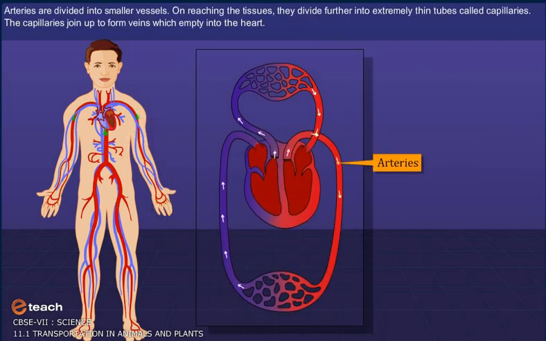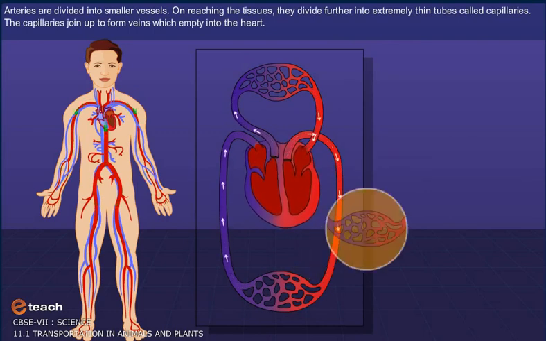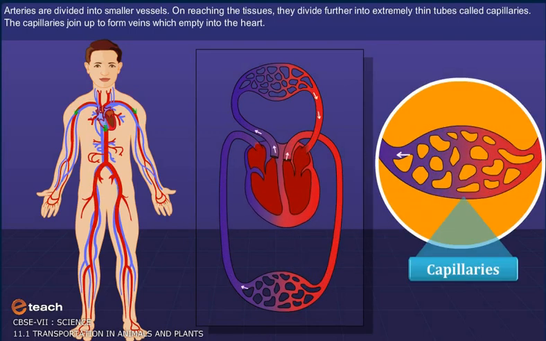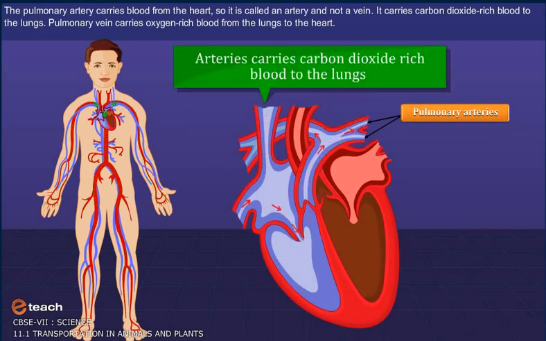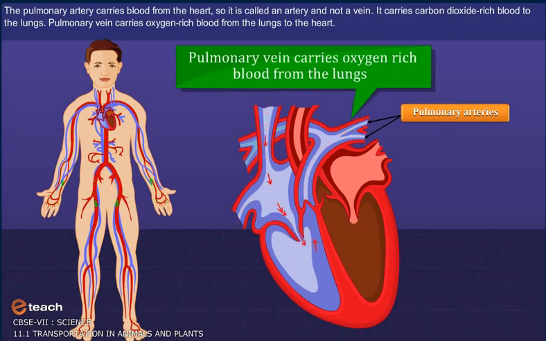Arteries are divided into smaller vessels. On reaching the tissues, they divide further into extremely thin tubes called capillaries. The capillaries join up to form veins which empty into the heart. The pulmonary artery carries blood from the heart, so it is called an artery and not a vein. It carries carbon dioxide-rich blood to the lungs.